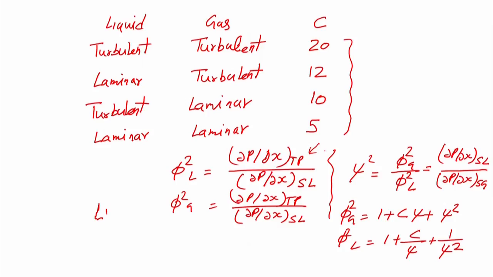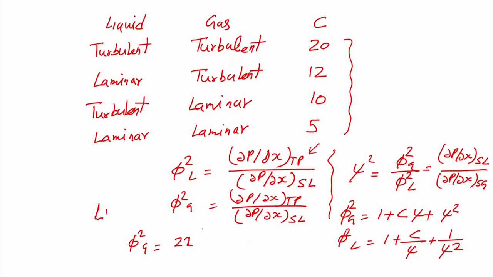Okay, so now let's take some simplified values to find out how the two phase flow pressure drop will change. Let's assume my flow is turbulent, meaning both gas and liquid are in turbulent flow. Psi value is, say, 1. Then what will be the phi square G value? It will be 1 plus 20 plus 1, so that will be equal to 22.